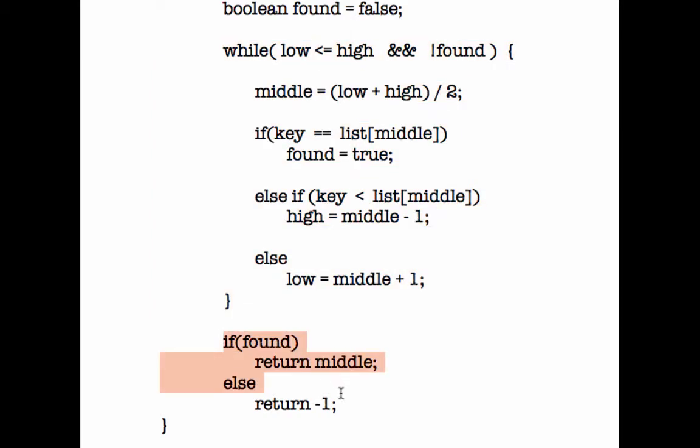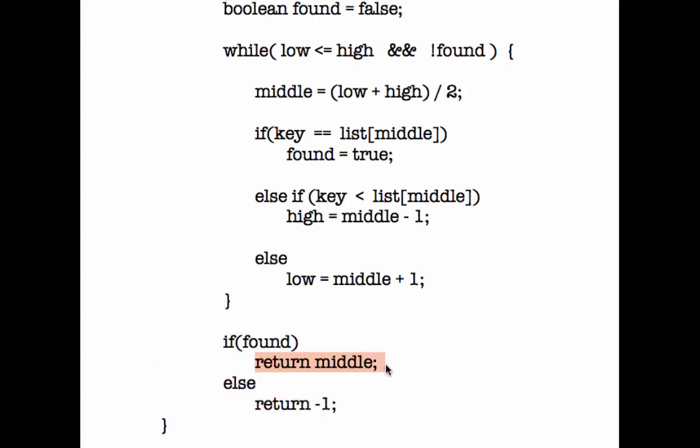And this is why I have this if-else, okay? That's my second use of my Boolean flag found. At the end of my loop, found is either true or false. Either I found a match, found is true, or I didn't, found is false. This if-else statement takes care of that. It says, okay, if found, if we have a match, then I know what it is.